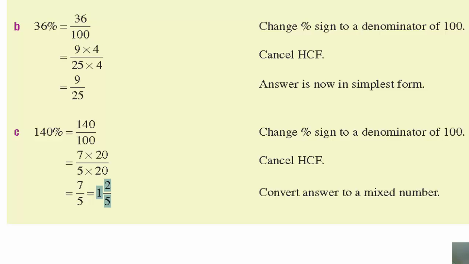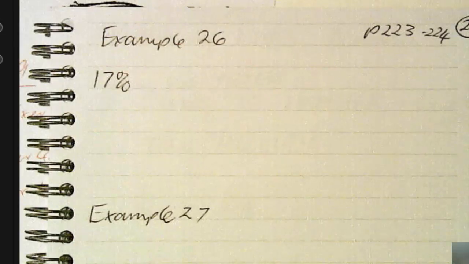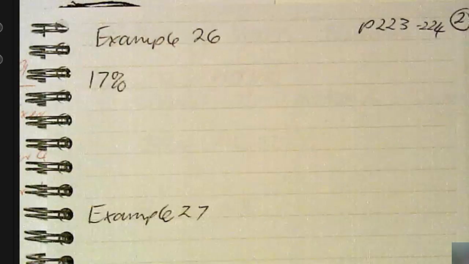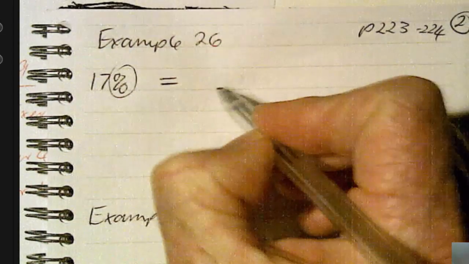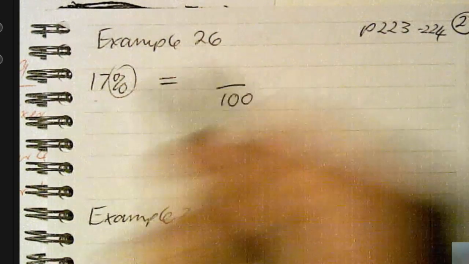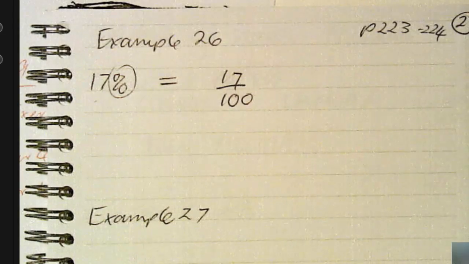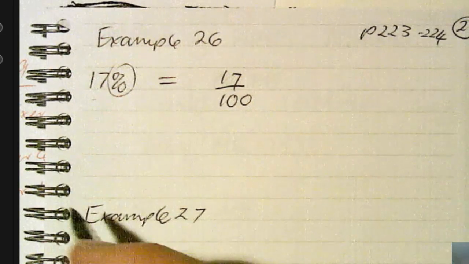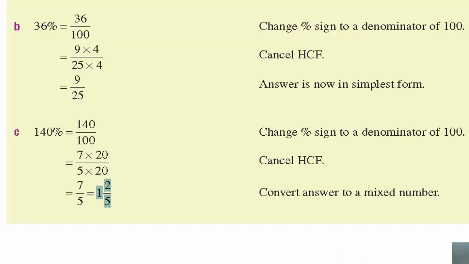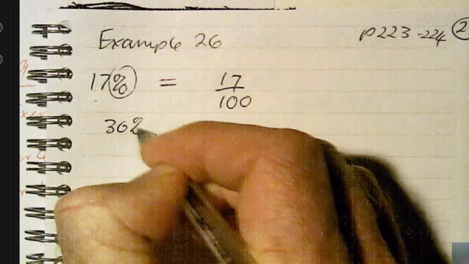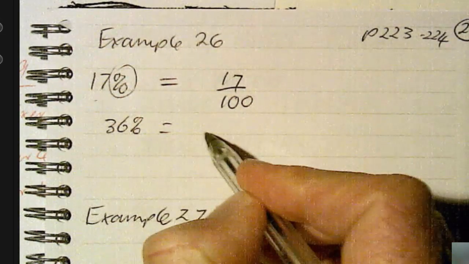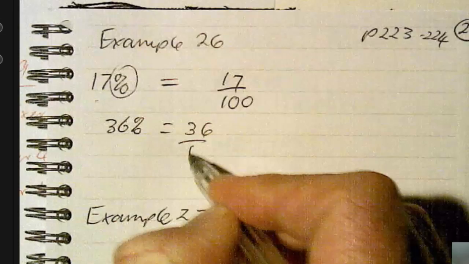In your book they may look like this. Example 26, 17%. We change the percent sign to something over 100. It was 17. There it is, that's the first part done. But the next one was, let me just check it, 36%. Well, that does change to 36 over 100.